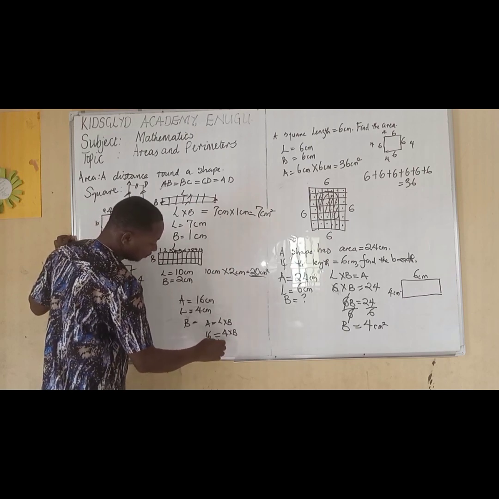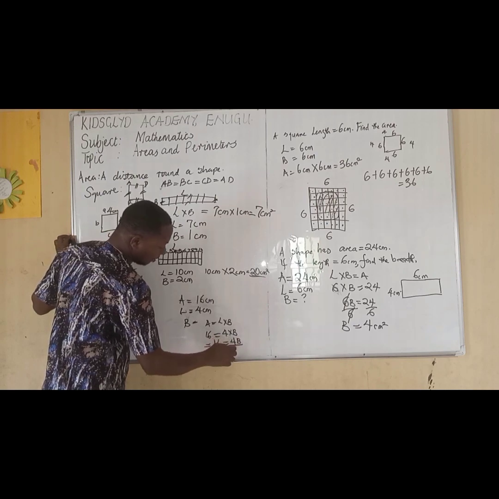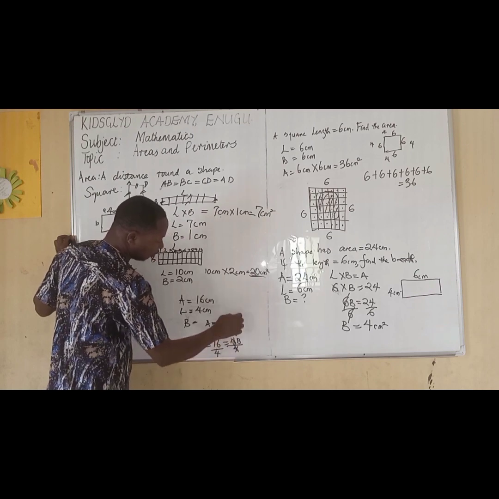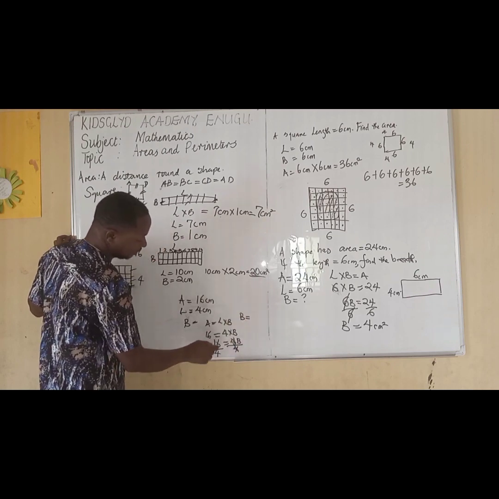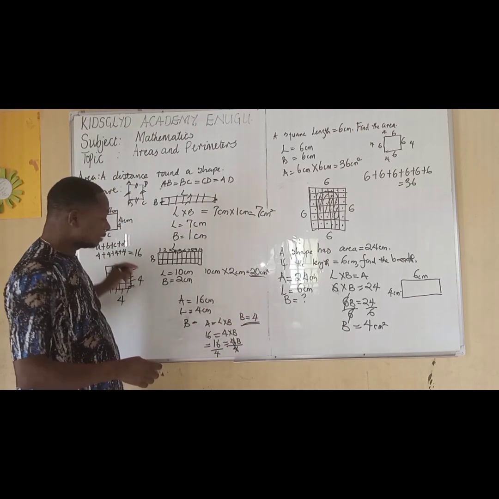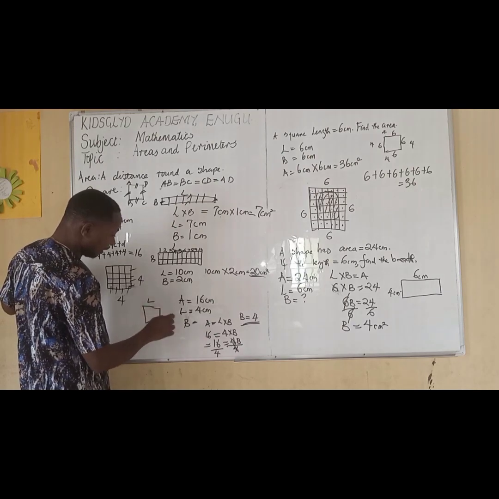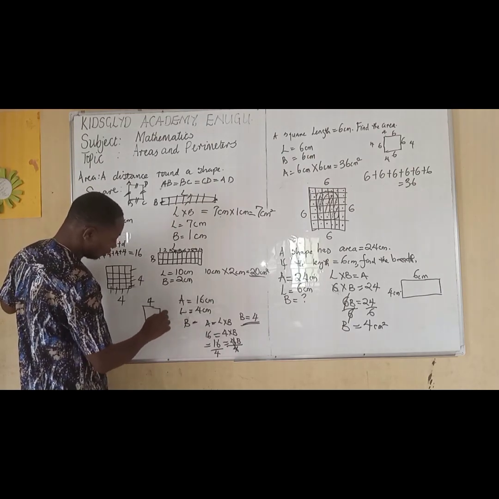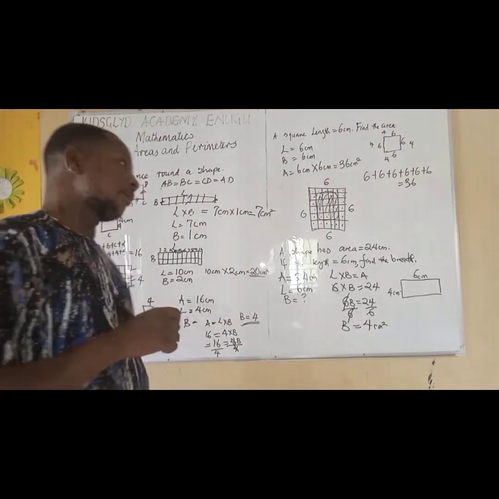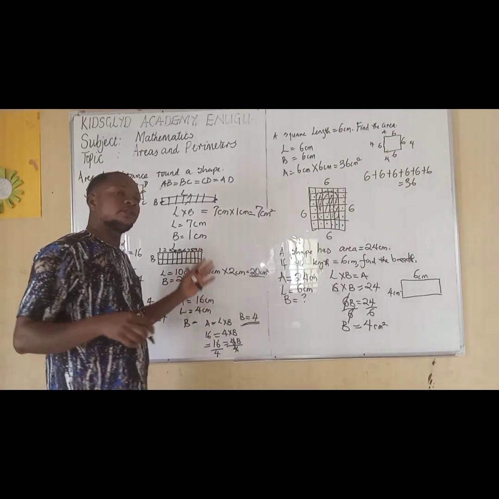16 equals 4B, all over 4, this one all over 4 also. 4 cancels 4. B becomes equal to 16 divided by 4, which is equal to 4. So since the length is 4, the breadth is equal to 4 also. That means this very shape is a square. I know that we are really making progress. So this is for the area.